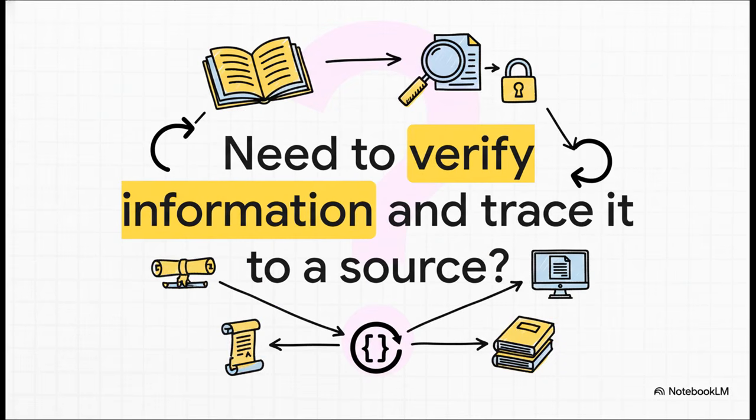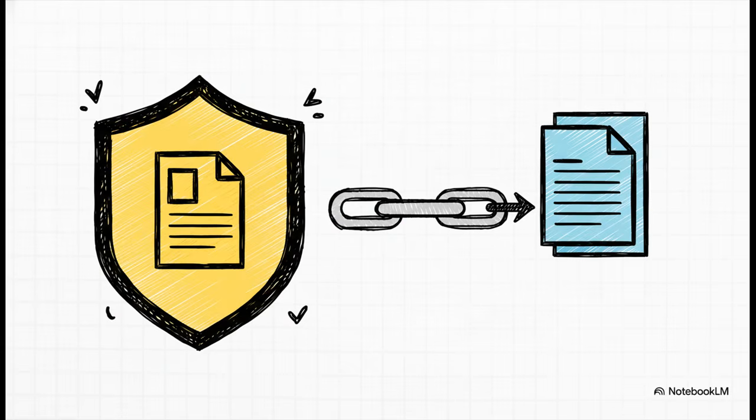Now for a really important one, especially if you're in an academic or professional setting. You need an answer, but you also need to prove where that answer came from. When accuracy and verification are totally non-negotiable. For this, it's NotebookLM. Hands down, it's not even a competition. That ability to link every single piece of information back to the exact sentence in your source document is its killer feature. It gives you a level of reliability that generative AI just can't touch right now.